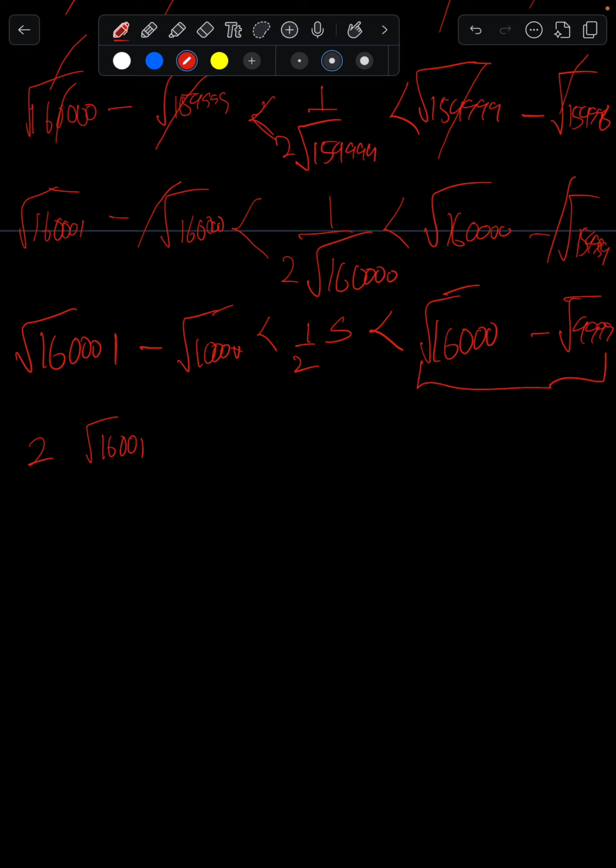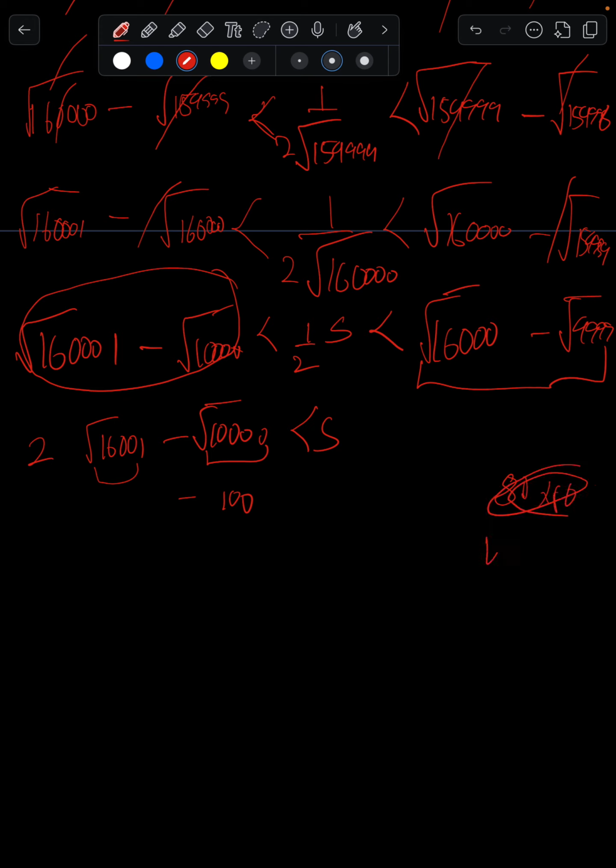Now take the greatest integer function, so it's less than S, right? Now this is 100. Now what is this? 80 squared. No, 4. There's supposed to be 3 zeros. 400 squared is 160,000. This thing.